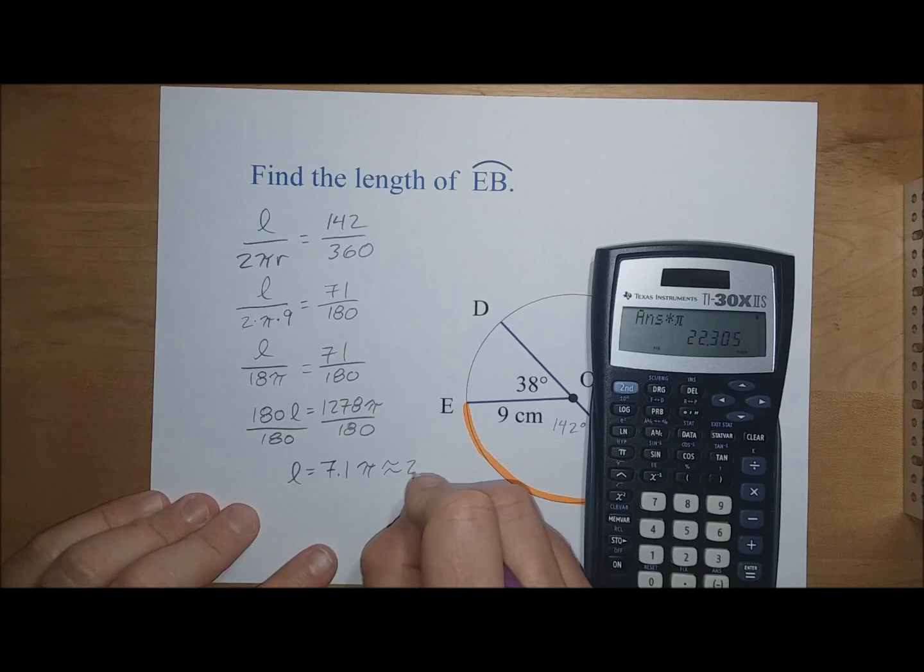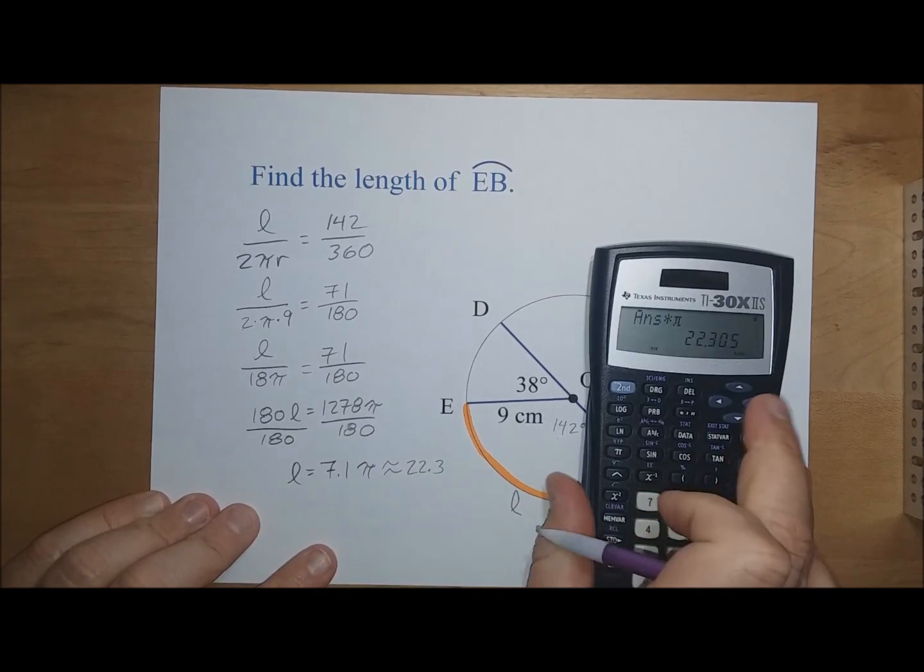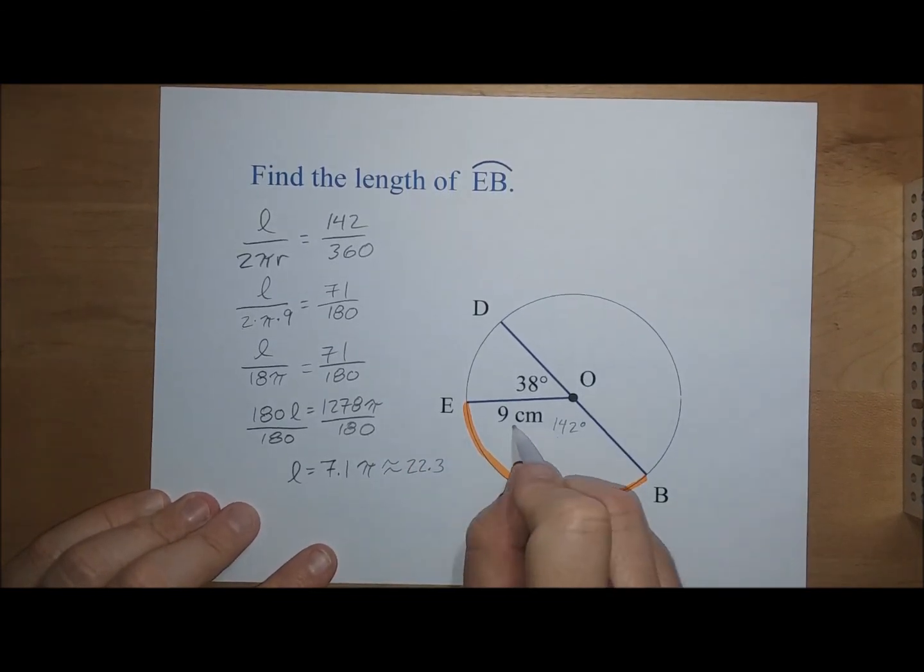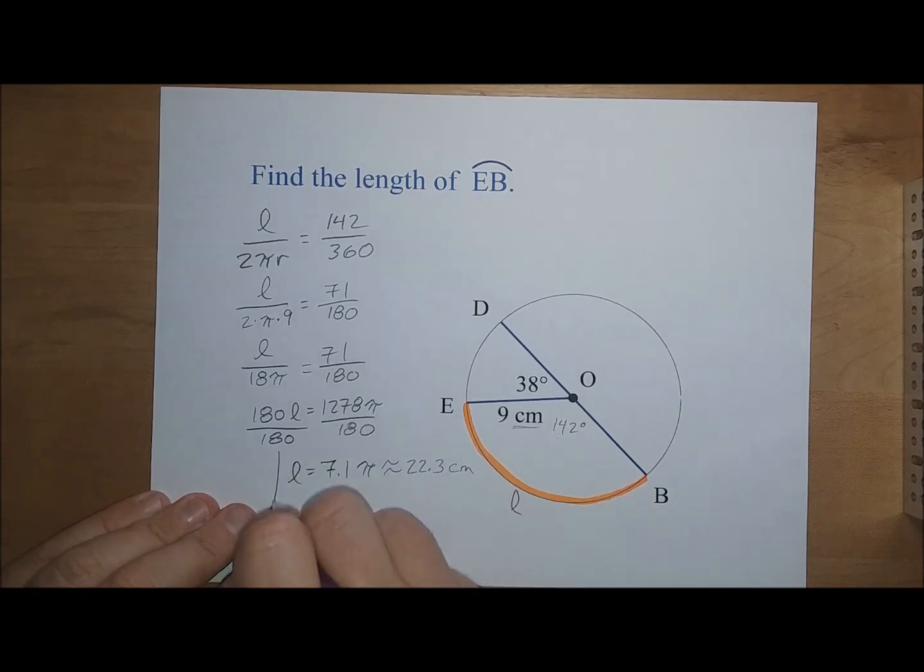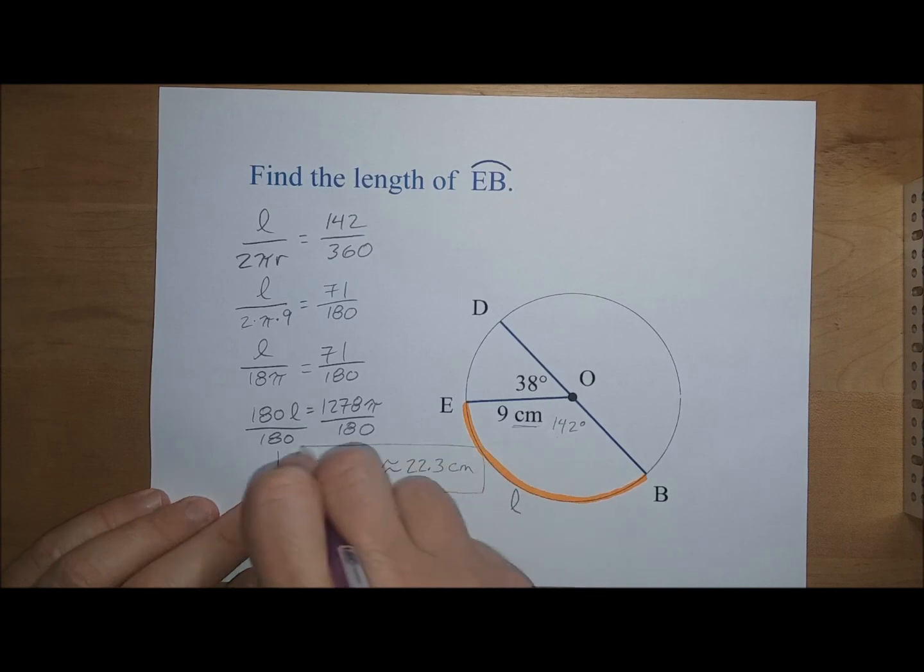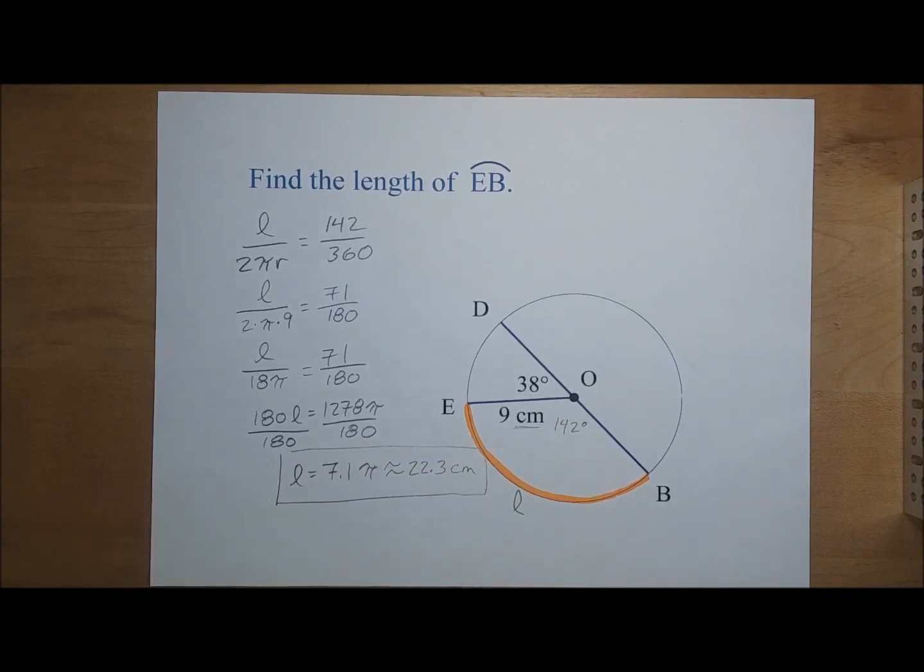Which is approximately, if you're going to crank that out, 22.3. What are my units here? Centimeters. Bring those along for the ride. Good. So the length of our arc is exactly 7.1 pi, which is approximately 22.3 centimeters. And you can kind of picture this. If that's 9 centimeters, this looks like it is slightly more than twice as long, about 22.3 centimeters.